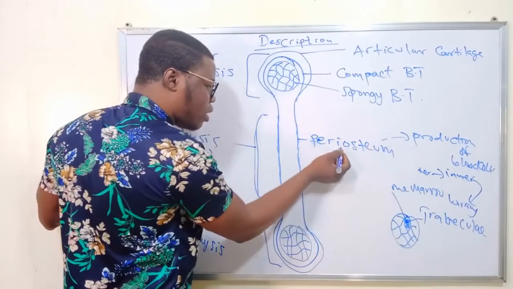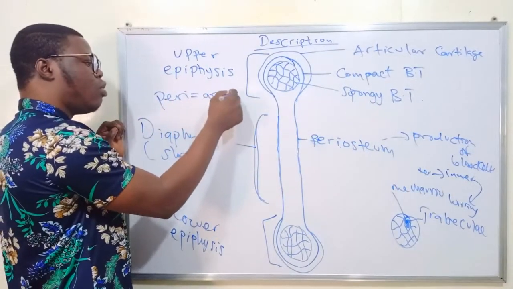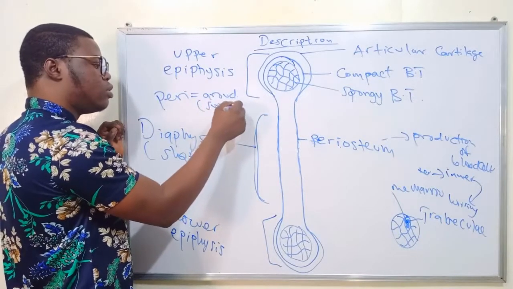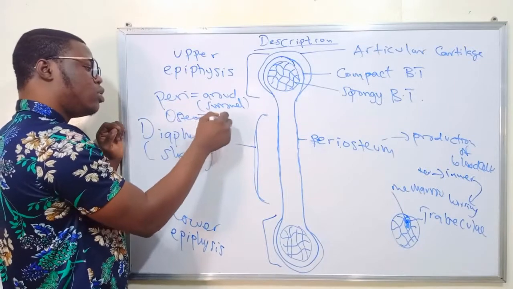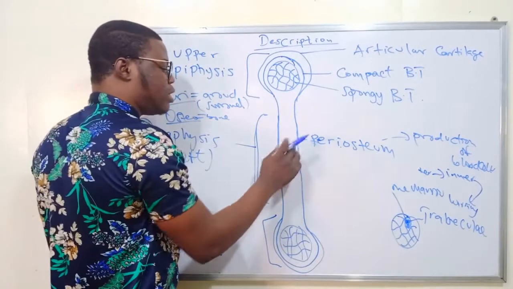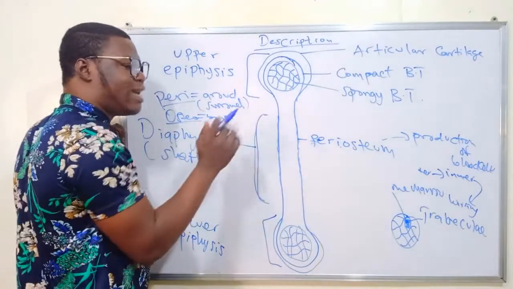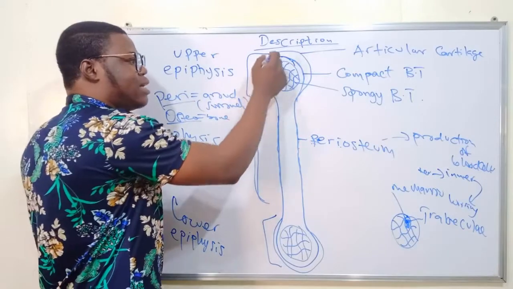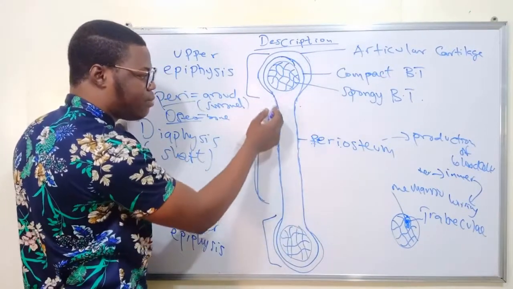Periosteum. The word peri, in anatomy, means around or surround. The word osteo means bone. So periosteum is that tough vascular membrane that surrounds the bone. It is called the periosteum. It surrounds the bone except at the articulating point, where it is displaced by an articular cartilage. So all these parts have what?